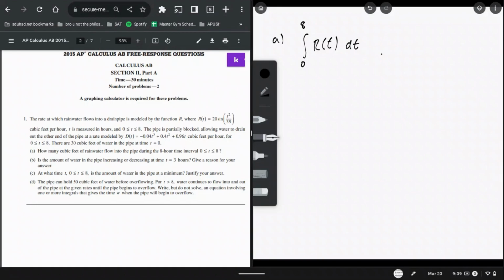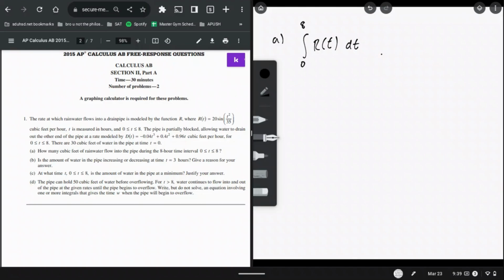And the reason why you're doing R of t is because technically, since that is the rate at which water is flowing into the pipe, it's the derivative function of the actual amount of water in the pipe. Meaning that this is the area under the curve which helps you find how much water flows in, the total amount from hour 0 to hour 8.